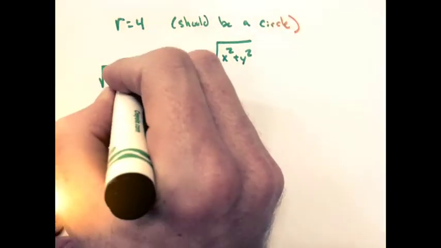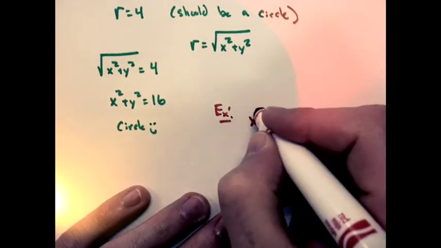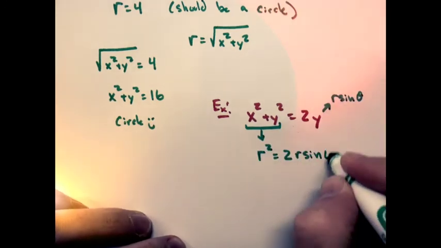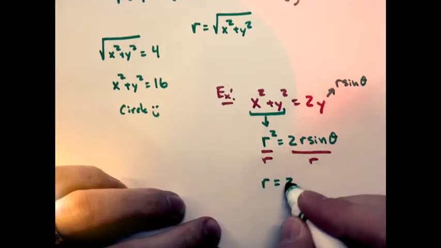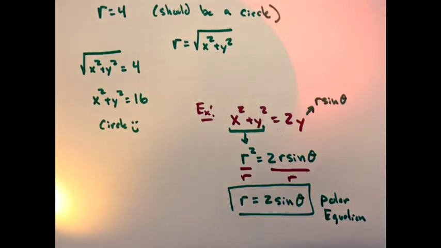What if we're looking at an equation? The equation r = 4 should be a circle. If we convert it, sure enough, it is. What if we take a rectangular equation and try to go to a polar equation? Well, use the conversions that I gave you and write it as a polar.